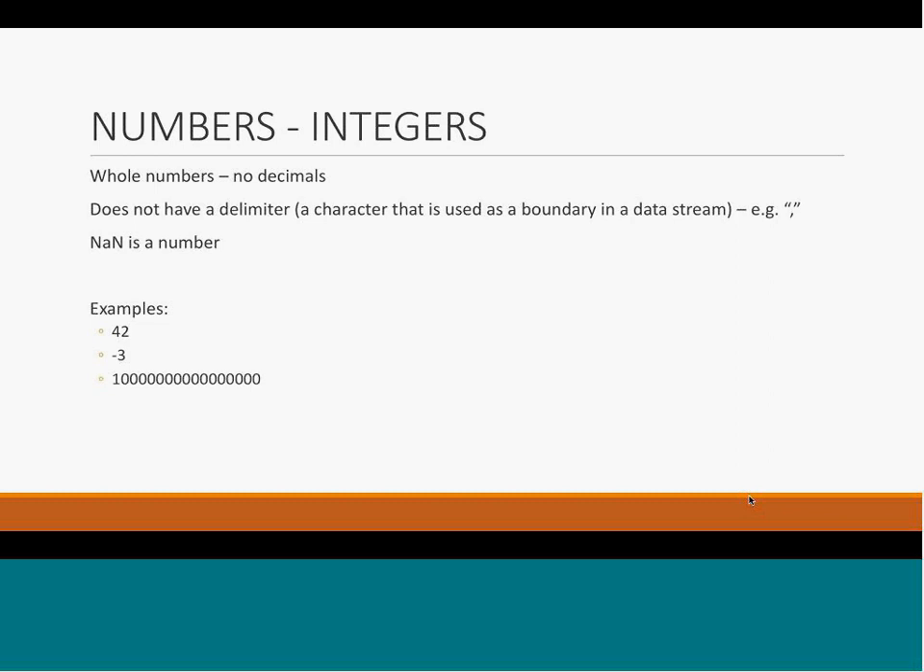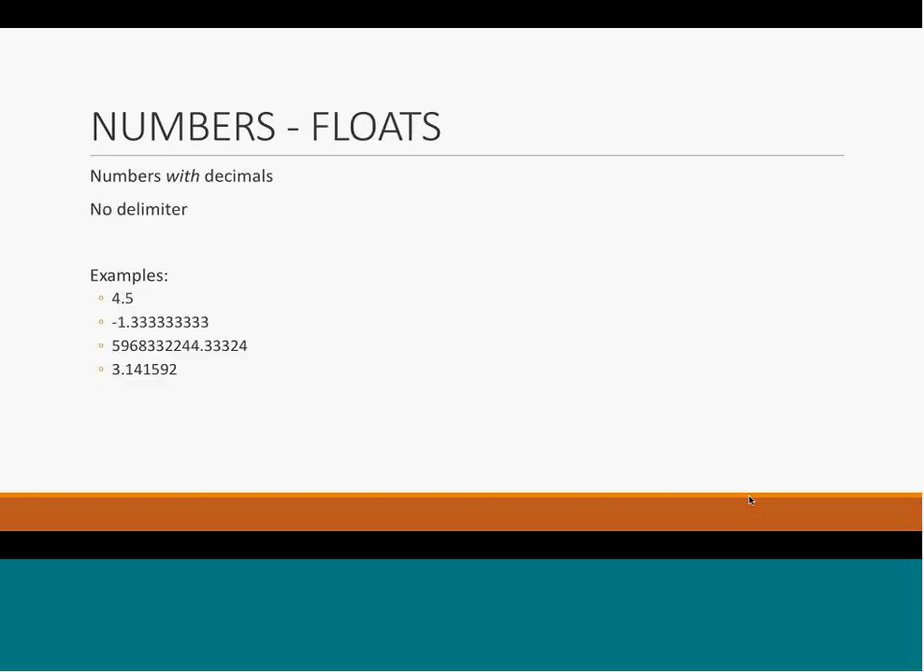Also, as you'll find later, not a number is a number in JavaScript. Examples of integers include 42, -3, and another number I wrote. Floats are numbers with decimals and have no delimiter. Examples include 4.5, -1.33333, and 3.141592. Candy goes to the person who can tell me what that is. Amazing, that's right, it's pi.